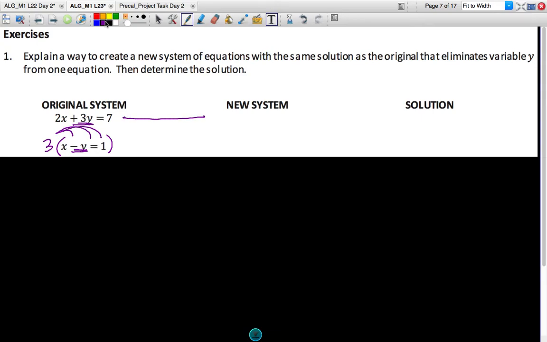So let me first bring over my top equation. 2x plus 3y equals 7. And after I distribute 3 all the way through, I've got 3x minus 3y equals 3. So just like the problem asked for, I'm eliminating y. 3y minus 3y is gone.